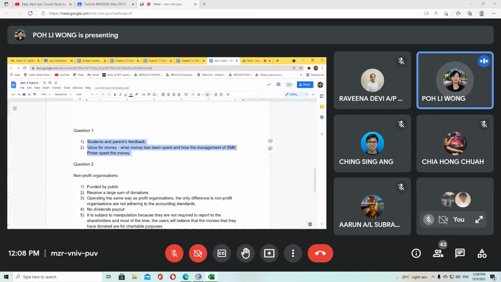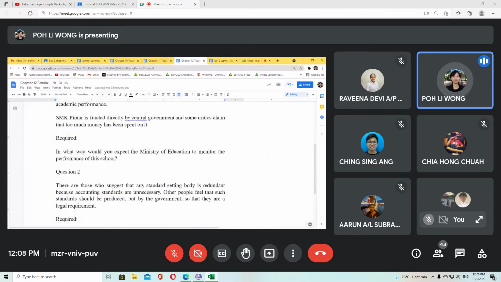Okay, because government's fund came from your parents' money. We cannot simply just use up your parents' money for nothing. So most of the time when we propose, we will tell government, okay, we need 20 million. Why? Because we want to build another hall, let's say, for the students' comfort, something like that. Then it would be considered as value for money. All right, that was question number one.